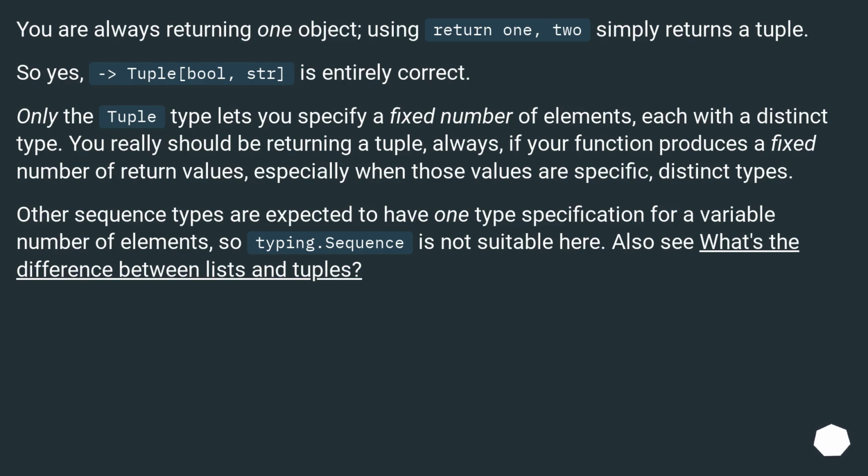You really should be returning a tuple, always, if your function produces a fixed number of return values, especially when those values are specific, distinct types. Other sequence types are expected to have one type specification for a variable number of elements, so typing.Sequence is not suitable here. Also see: what's the difference between lists and tuples?